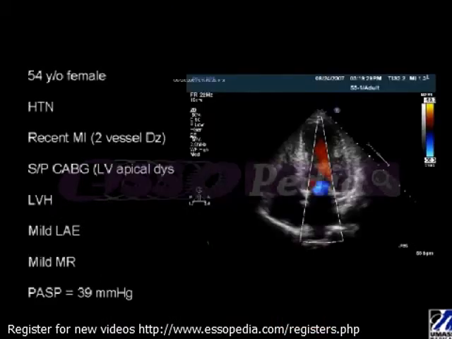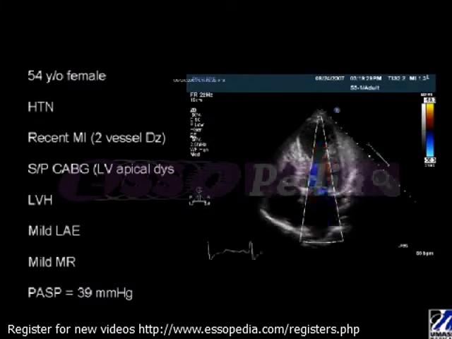This next patient is a 54-year-old female with a history of hypertension, recent MI with two-vessel disease. She's status post-CABG with clear LV apical dysfunction. She has LVH, mild LAE, mild mitral regurgitation, and a pulmonary artery systolic pressure of 39 millimeters of mercury.